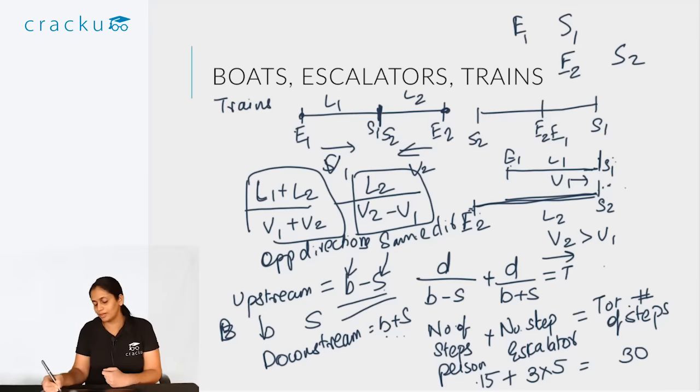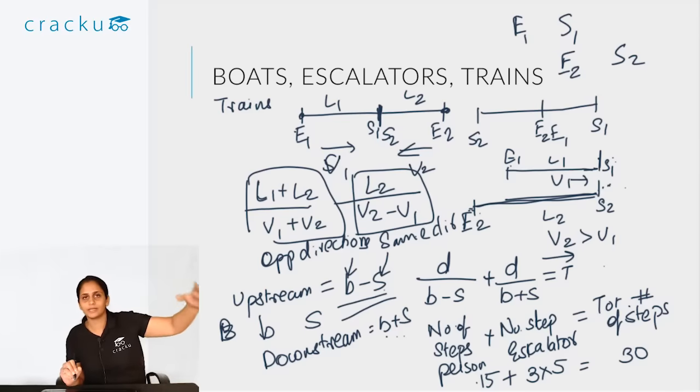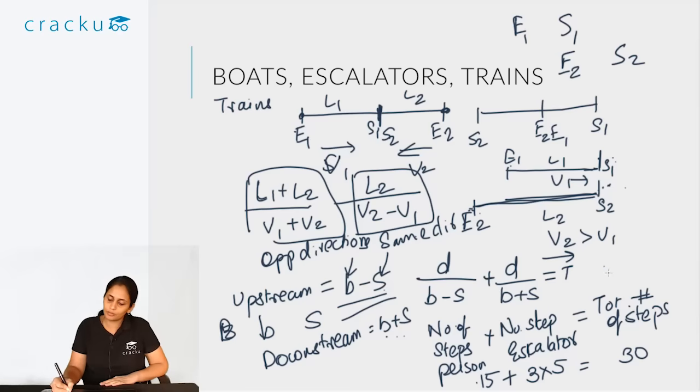So you basically have to write this equation. So that person takes 15 steps, the escalator moves for 5, he takes 15 steps in 5 seconds. The escalator itself moves at 3 steps per second in that period. So 3 steps per second into 5 seconds is 15 steps. 15 steps plus 15 steps is the 30 steps. That is the total length of the escalator as such. This is the total number of visible steps. This is the only equation that you need to remember.